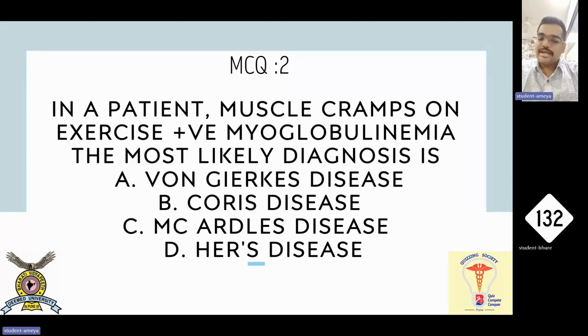Remember the mnemonic I told you. M for McArdle, M for muscle cramp, M for myoglobinuria, and even the enzyme which is starting from the letter M, muscle phosphorylase. Everything in McArdle starts with the letter M. Answer to this question is option C, McArdle's disease.